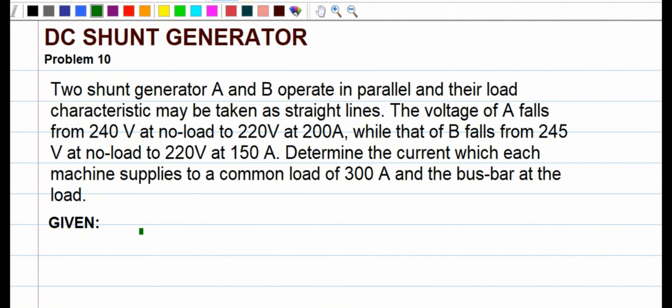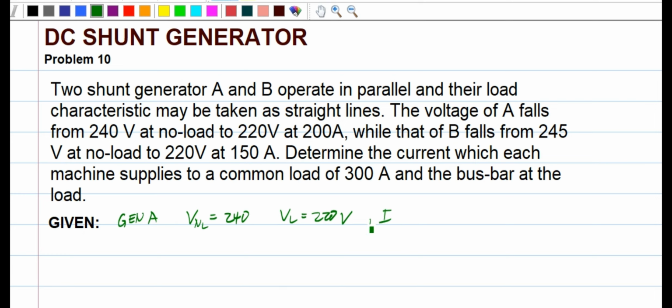Two shunt generators. Generator A: the no-load voltage is 240 volts, while with load we have 220 volts.